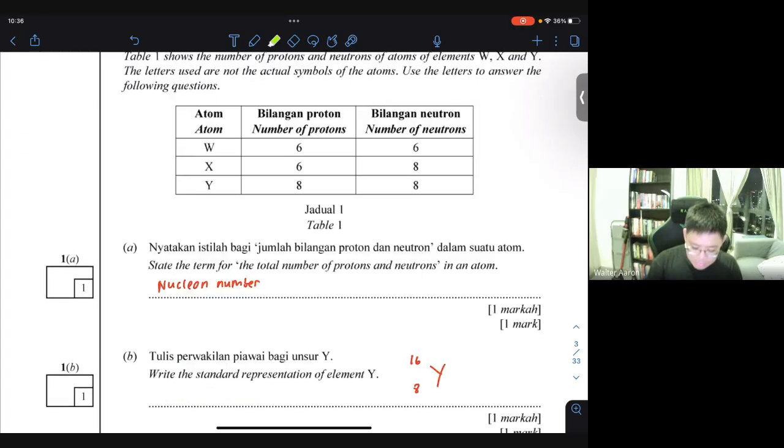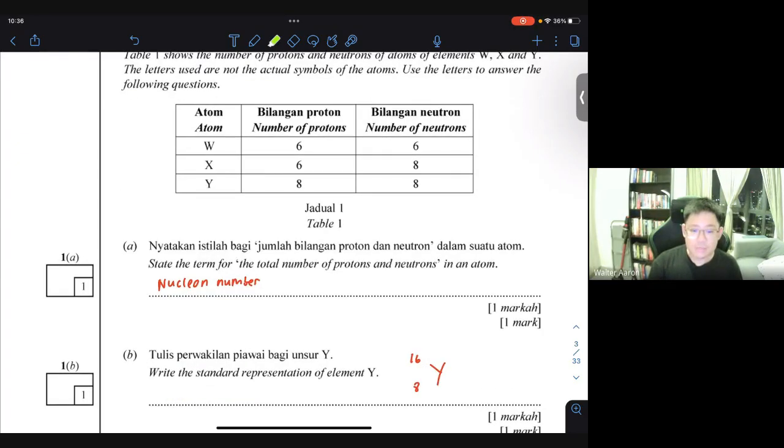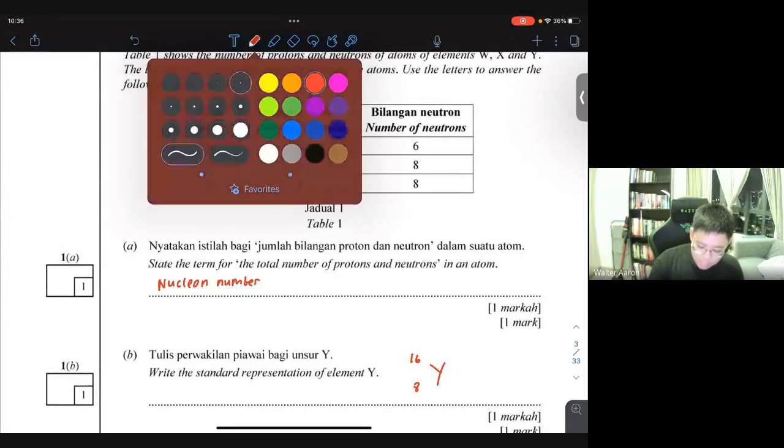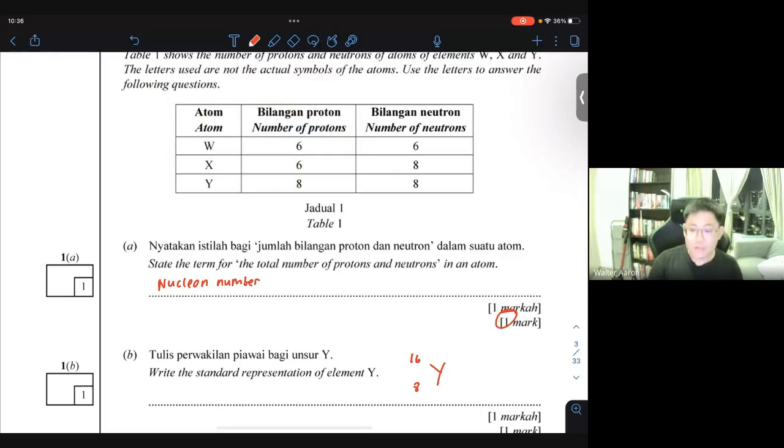Okay. So in this case now, they ask you the first question, state the term for the total number of protons and neutrons in the atom. So the total number of protons and neutrons is given a special name called nuclear number. Okay, so if you write nuclear number over here, you will technically get 1 mark already. Okay, so this is your 1 mark if you get it correct.